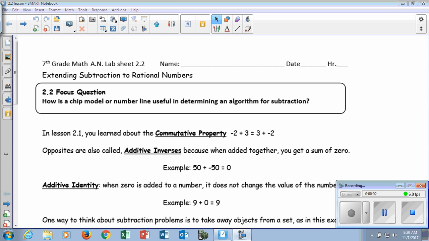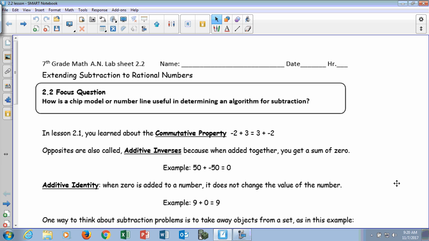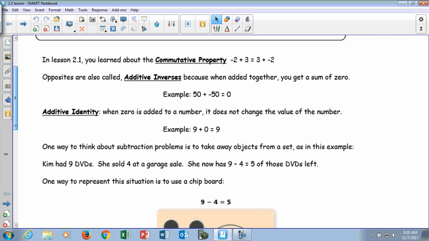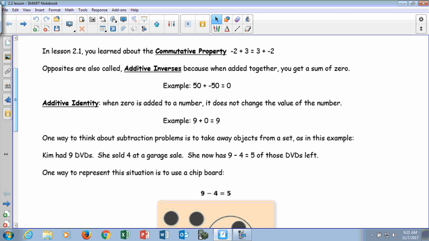So today we continue with extending subtraction to rational numbers. How is a chip model or number line used to determine an algorithm for subtraction? In 2.1 we've spent a lot of time with addition. You learned about the commutative property, where we can flip our two numbers and still have the same answer.